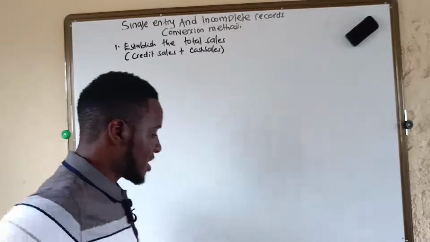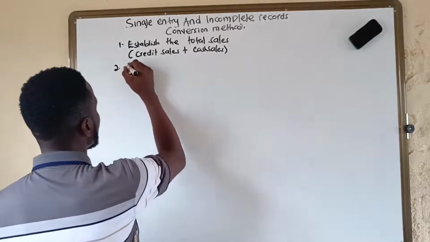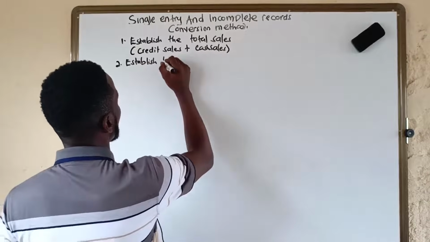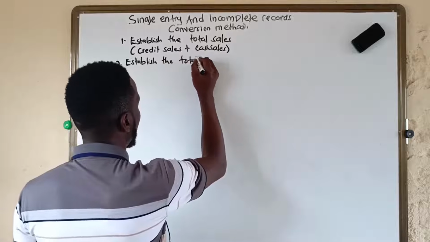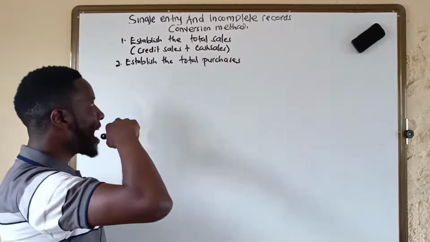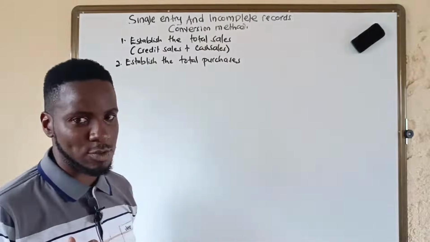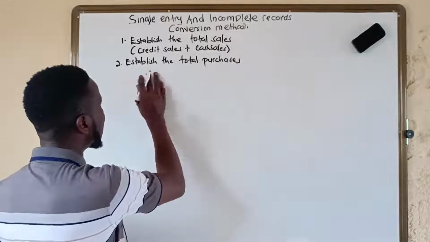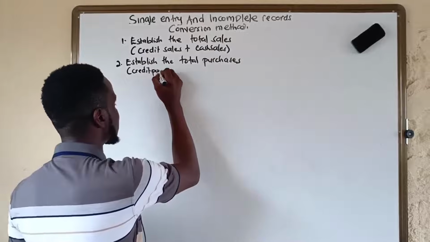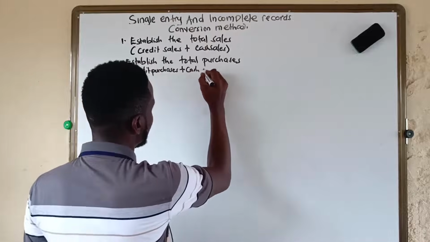Then the next, after establishing this, we are required to establish the total purchases. And still, just like I've told you, when it comes to the sales, when it comes to the purchases, total purchases, we shall also have credit purchases plus cash purchases.